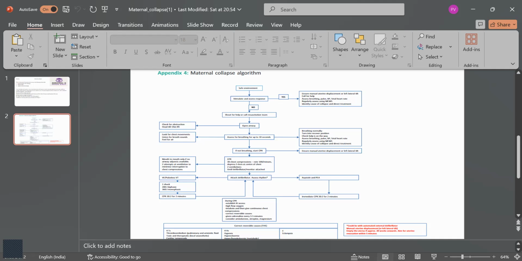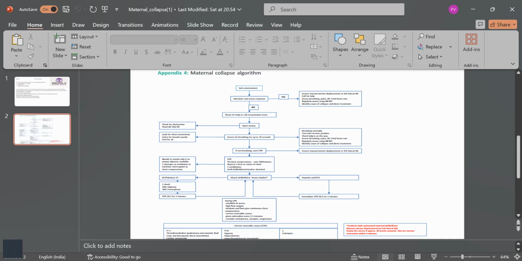After completing everything, we check whether there is any improvement. If there is no improvement, we move on to giving drugs: adrenaline every 3 to 5 minutes, and we can also consider amiodarone, atropine, and magnesium sulfate, and see whether the patient is recovering. If there is no improvement in 4 minutes after starting cardiopulmonary resuscitation, we will quickly decide to go ahead with the perimortem cesarean section, for the maternal sake.